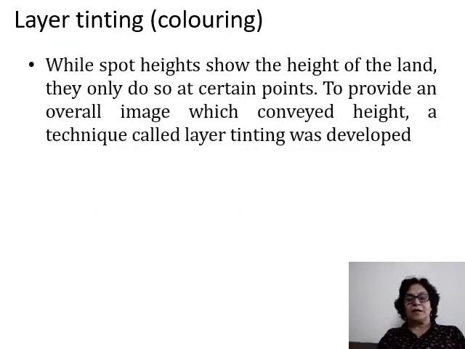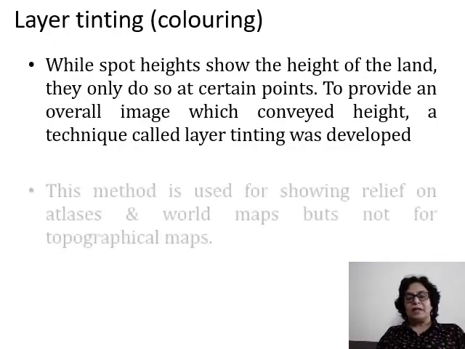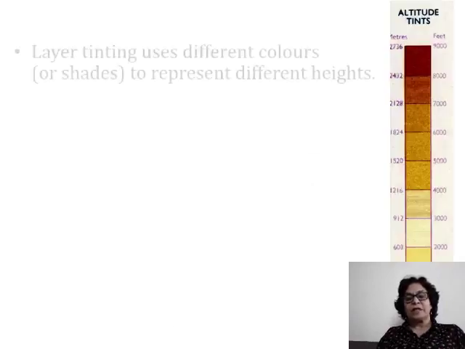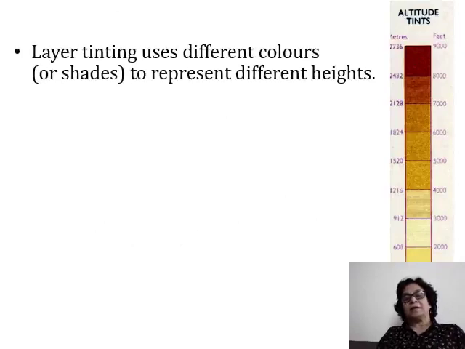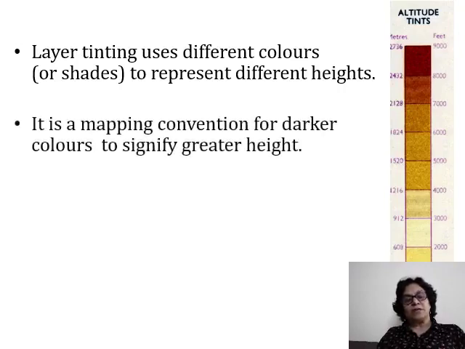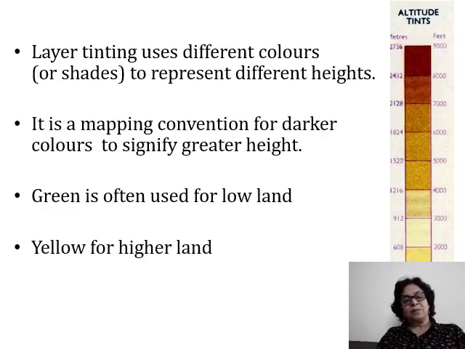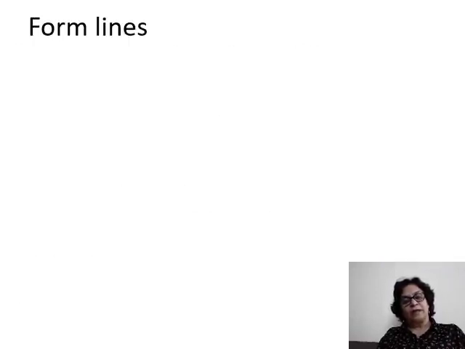Then we have layer coloring. This is partly where certain quantitative methods have been introduced, but the shading is done, which is known as tinting. And this is useful for understanding the shape and the nature of the land. These tints may be based on certain altitudes, which we see in many small scale maps like atlas maps or wall maps. The coloring scheme is such that green is used for the lower land, yellow for higher land, and brown for the highest lands. We can see many of these examples when we look at the atlases.